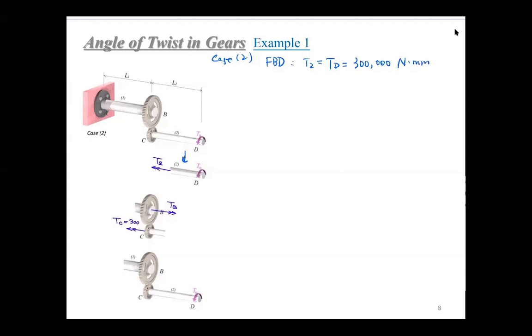Then, following this shaft from D to C, this is our rule number 5. From rule number 5, we can get that TC equals T2, that is 300,000 Newton millimeter. Then how about TB?